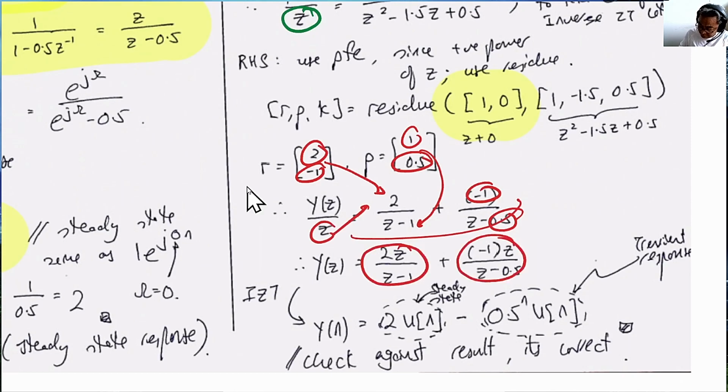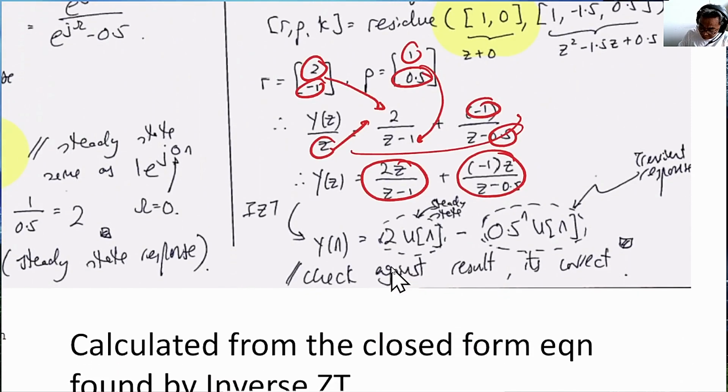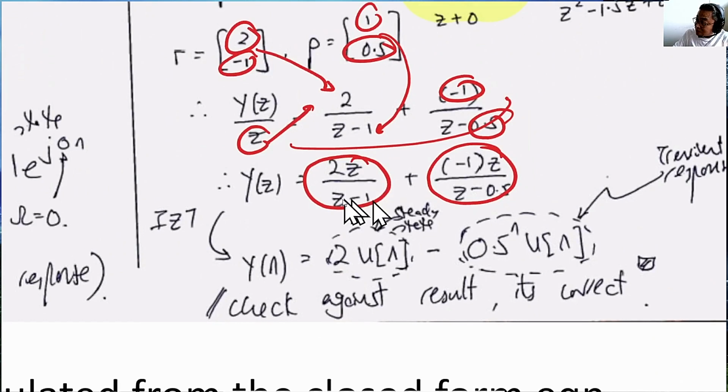Once we get this expression, there is a lookup table for it. 2 over z divided by z minus 1 is simply 2 times the unit step. So this is the steady state response. As n goes to infinity, it is 2 times the unit step. Why is this a transient response? Look, this is minus 1, so this is minus. Then what was 0.5 over at the partial fraction of this Z transform? Z over z minus 0.5 is simply 0.5 to the power of n times u of n. So this minus comes out, this 0.5 to the power of n times u of n remains.